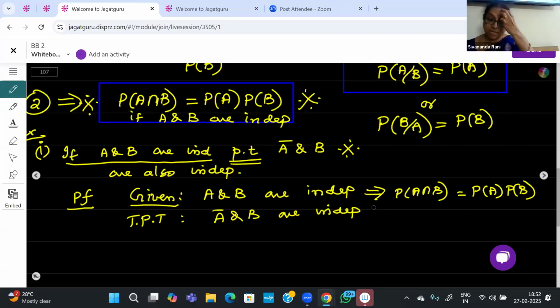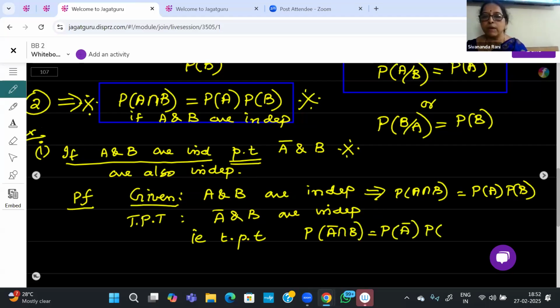B. Let me assume that this is given to me in all contexts. And I have to try and prove, that is to prove that, I'm just trying to bring more clarity in this. I want to prove P of A bar intersection B is equal to P of A bar into P of B. That's what I'm trying to prove.